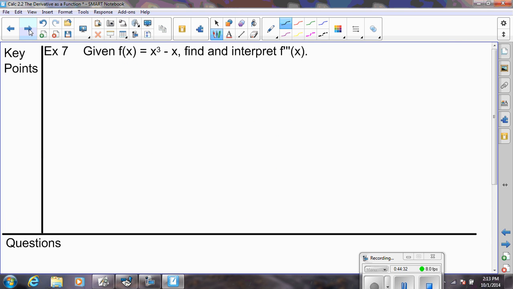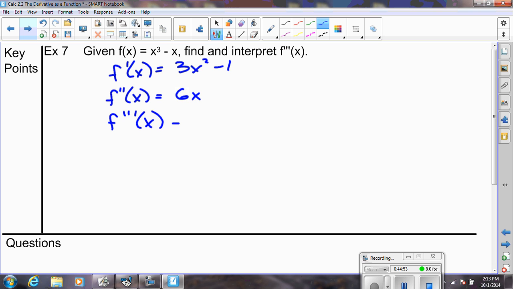Note this one. f of x equals x cubed minus x. Find the third derivative, f triple prime. Well, we've already said f prime of x was 3x squared minus 1. And we just did the double prime. The second derivative was 6x. Now we need to take the third derivative, and it's the same process.